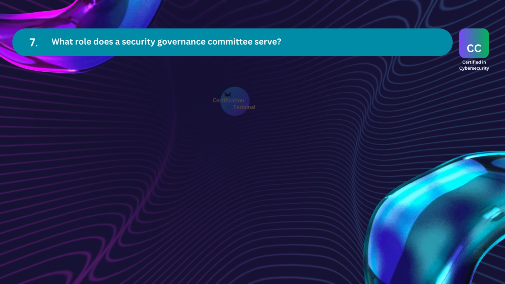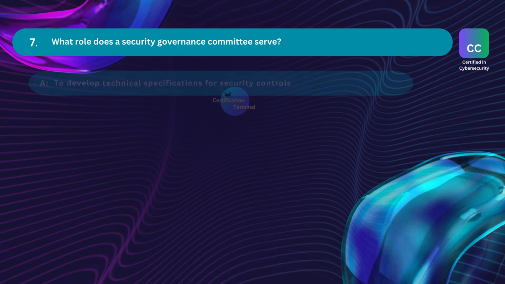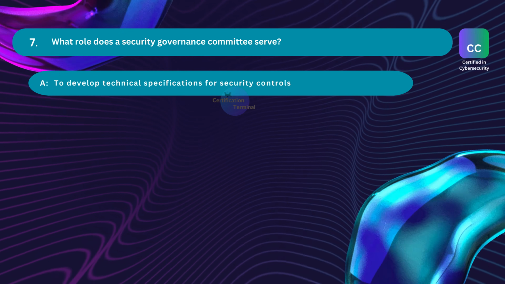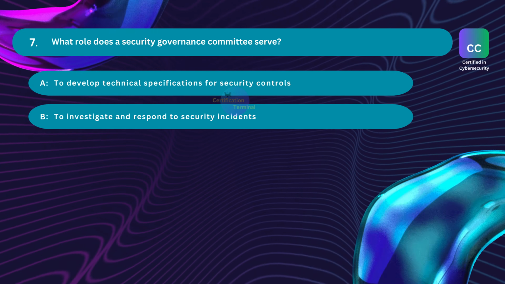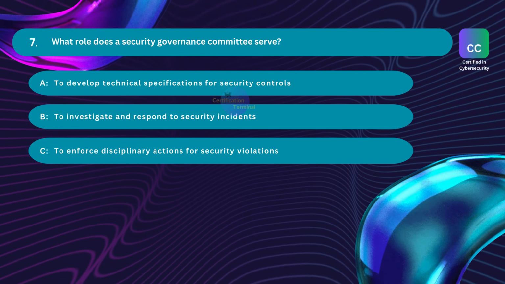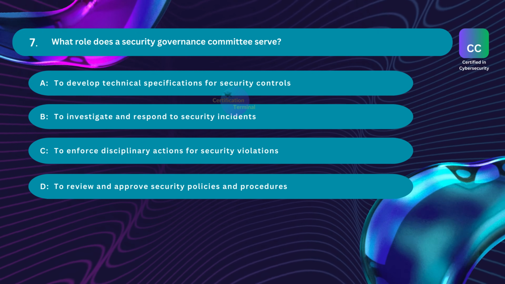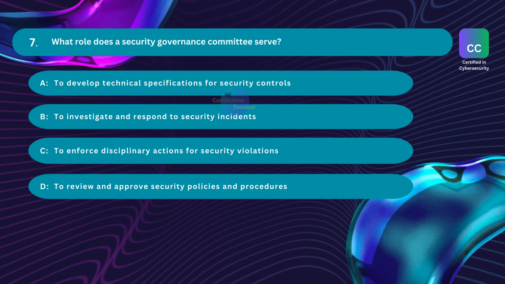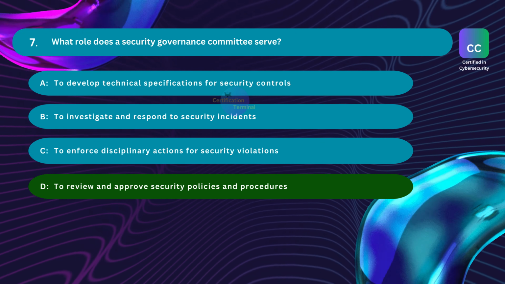Question number 7. What role does a Security Governance Committee serve? Option A, to develop technical specifications for security controls. Option B, to investigate and respond to security incidents. Option C, to enforce disciplinary actions for security violations. Option D, to review and approve security policies and procedures. The correct answer is Option D, to review and approve security policies and procedures.